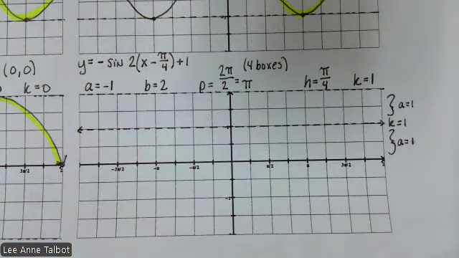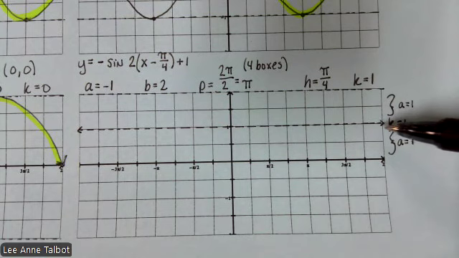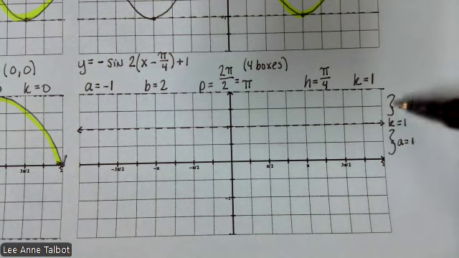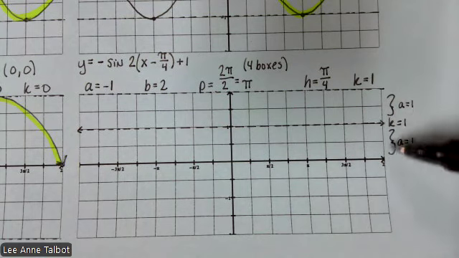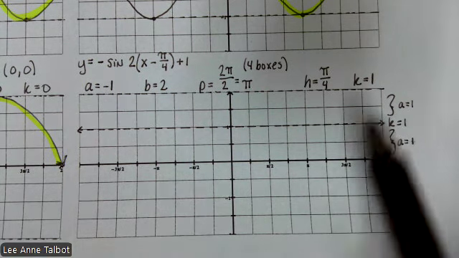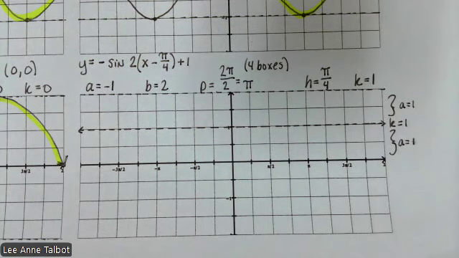Okay, anybody have any questions before I move on? Do you understand why I graphed this line at 1? And then do you understand why I graphed a line 1 above that and 1 below that? And you know where those came from. So K and A. Good so far?